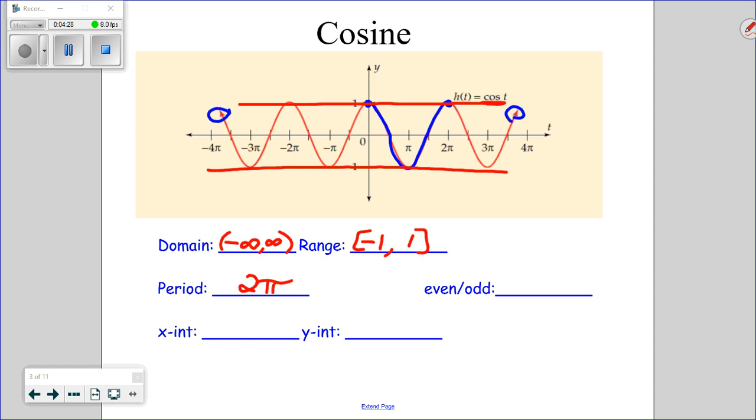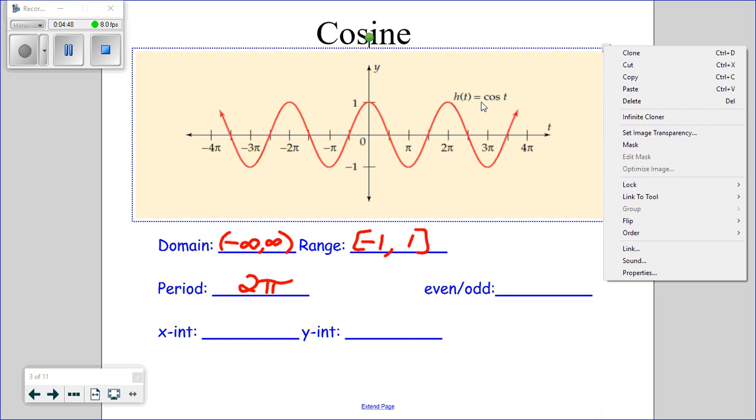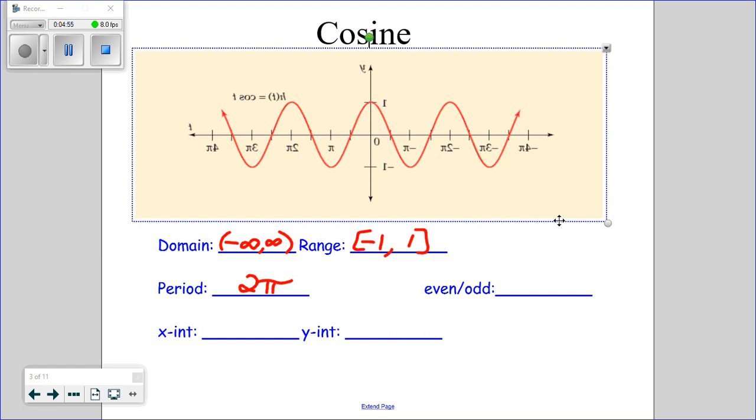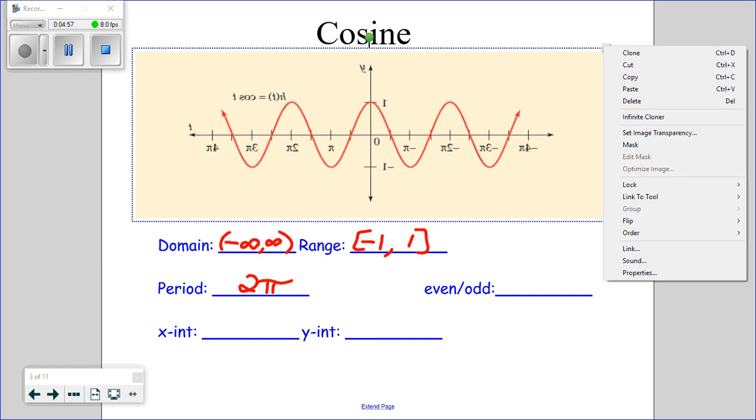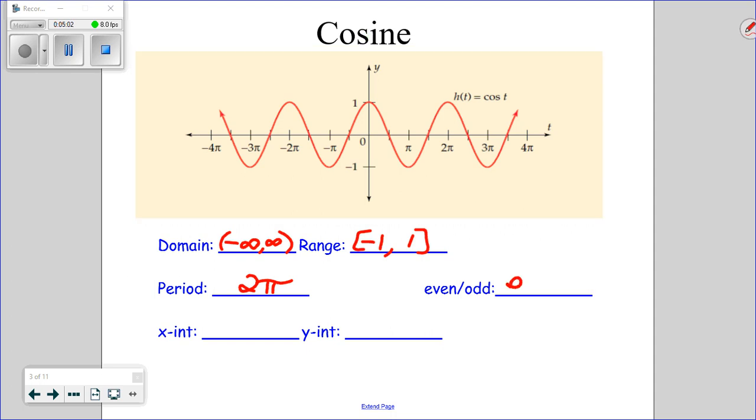All right, even and odd. So remember, even and odd functions have to do with the symmetry of the graph. This graph is actually symmetric with respect to the y-axis. Let me show you that. If we flip the graph over the y-axis, left to right, you get the same graph. So that's pretty cool. So that makes this an even function.